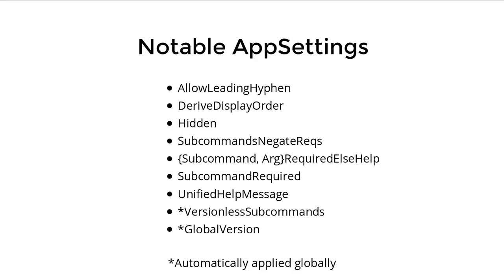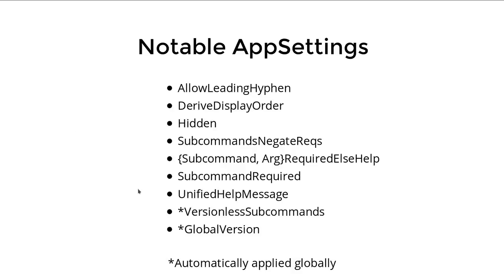Derived display order. By default, if you have a whole bunch of arguments that you're displaying in a help message, clap will display them in alphabetical order. If you don't want that, because maybe 3 of your arguments are very important and you want them up at the top of your help message, you can say derive the display order, and that way clap will display them in the order in which you define them. You can also say whether subcommands or applications are hidden. You can say things like the subcommand or argument must be used, otherwise display the help message instead of just an error.